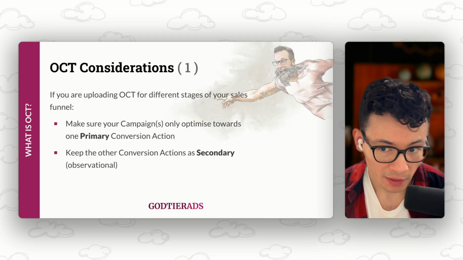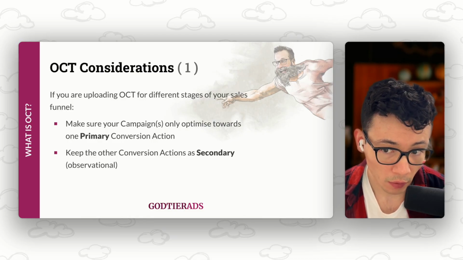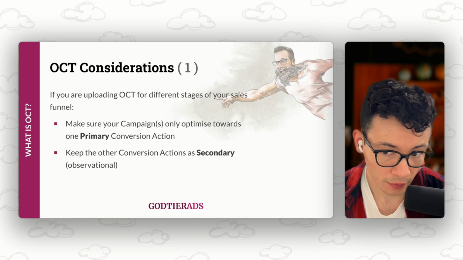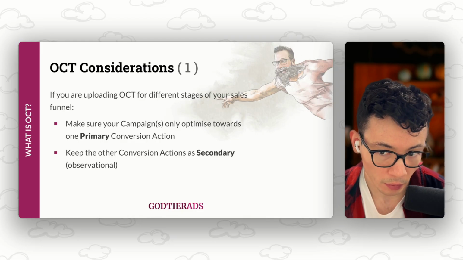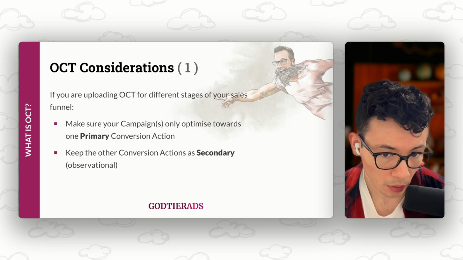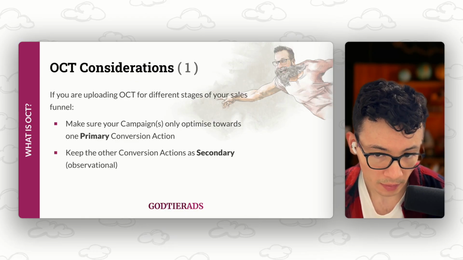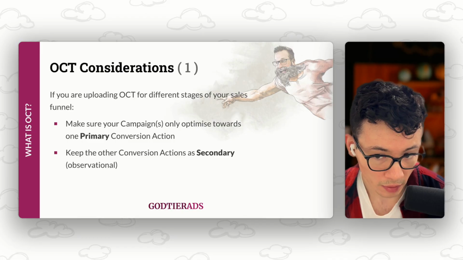Okay, so some considerations that you need to factor in when you are using offline conversion tracking. Now, if you are uploading offline conversions for various stages of your sales funnel, you don't have to upload all of them. You might just want to upload closed deals, but if you are uploading all of them or several of them, make sure that your campaigns only optimize towards one primary conversion action. While we're sending as much data as we can to Google, we only want it to optimize to one type of conversion.